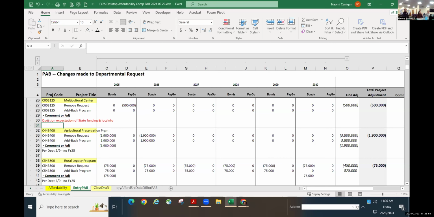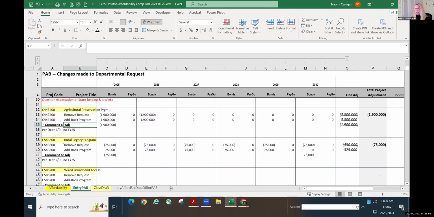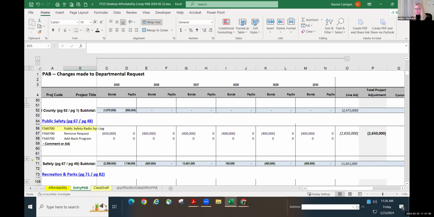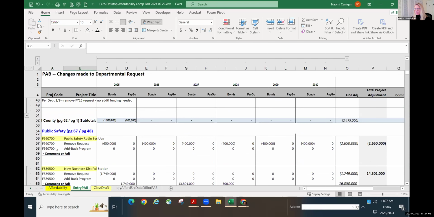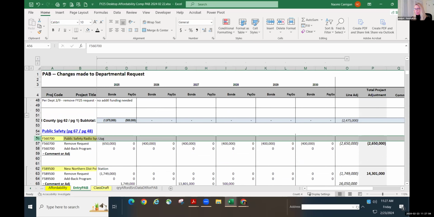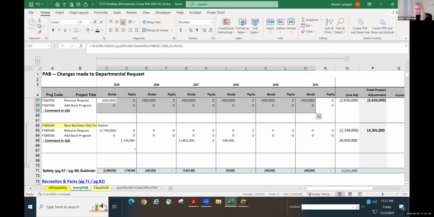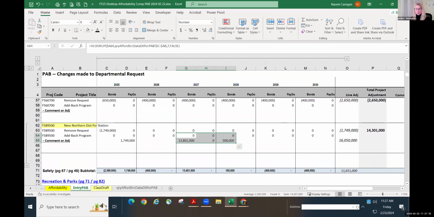Okay, all right, so that's the general county class. Public safety. So we removed the public safety radio systems upgrade. We brought that back to plan. That was an existing capital project. And then the new Northern District Police Station. We added the out year funding for construction.